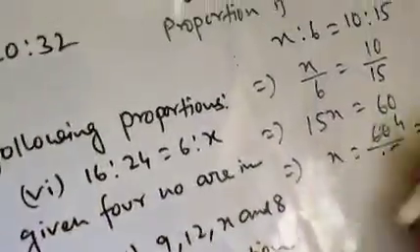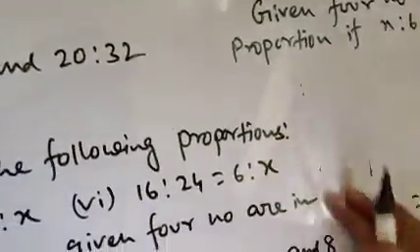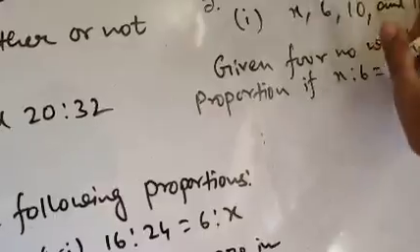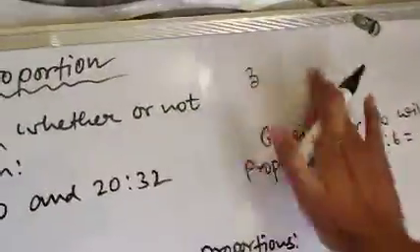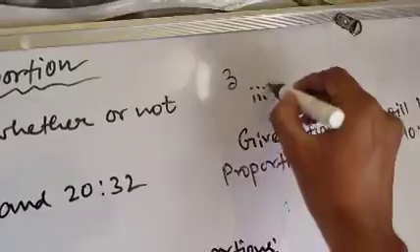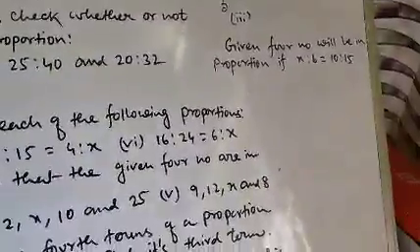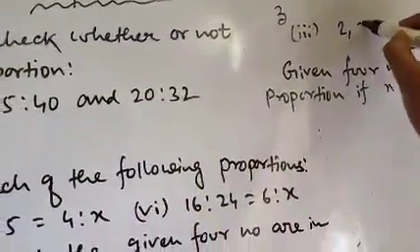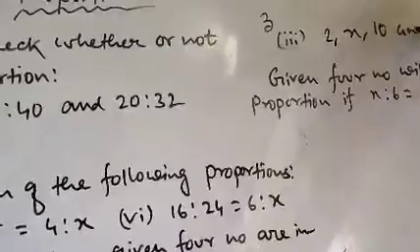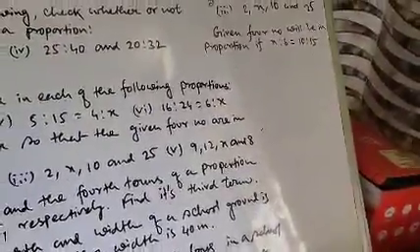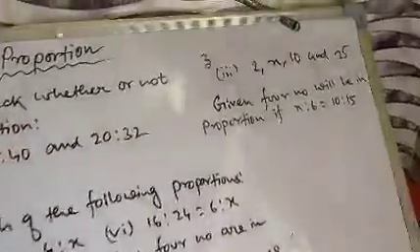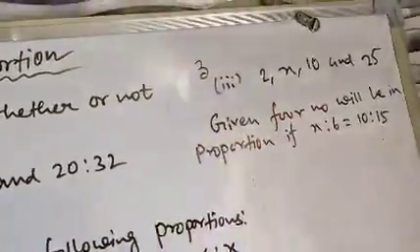Next question, question number 3. The question is 2 comma x comma 10 and 25. So the first writing will be same.